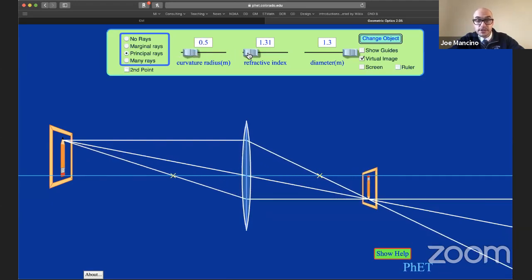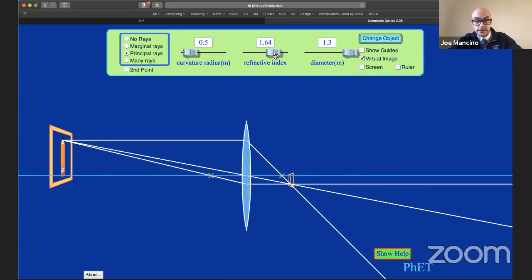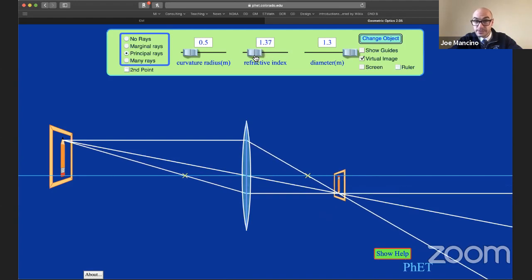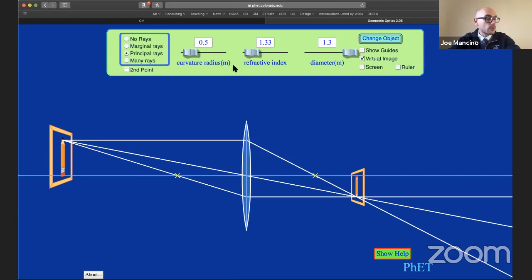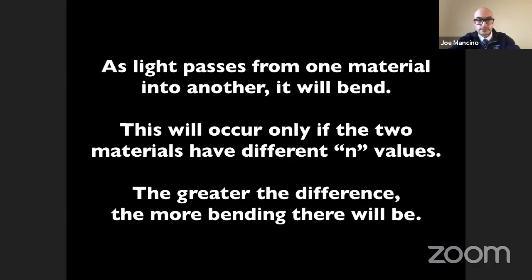Raising the index of refraction for the lens shortens the focal length. Decreasing the relative difference in the n values, and so the amount of bending, increases the focal length of that lens. I'm going to go back to our presentation. All right.